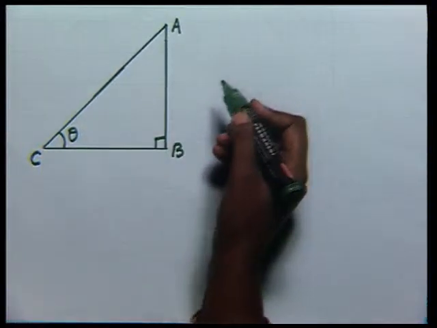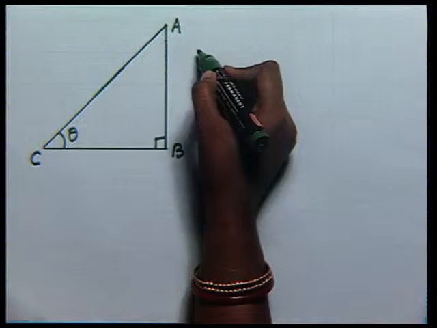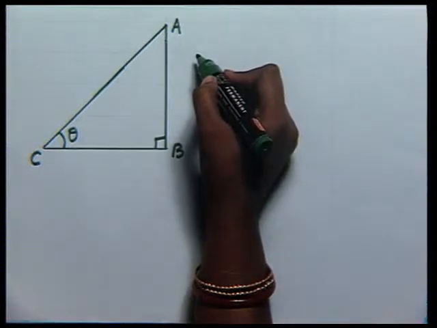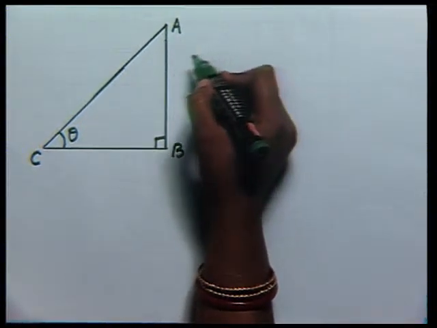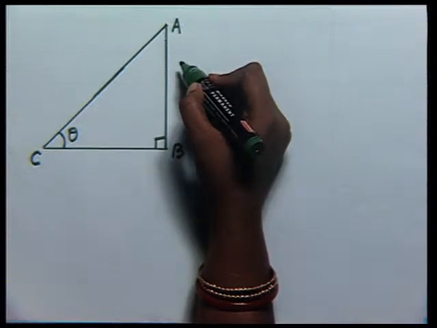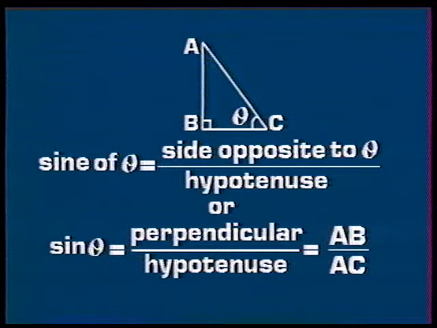In this case, sin theta, spelled S-I-N-E, in brief we call it sin, but read it as sin theta. This is the ratio of the side opposite to the angle theta to that of the hypotenuse. In this particular triangle, sin theta is AB upon AC.